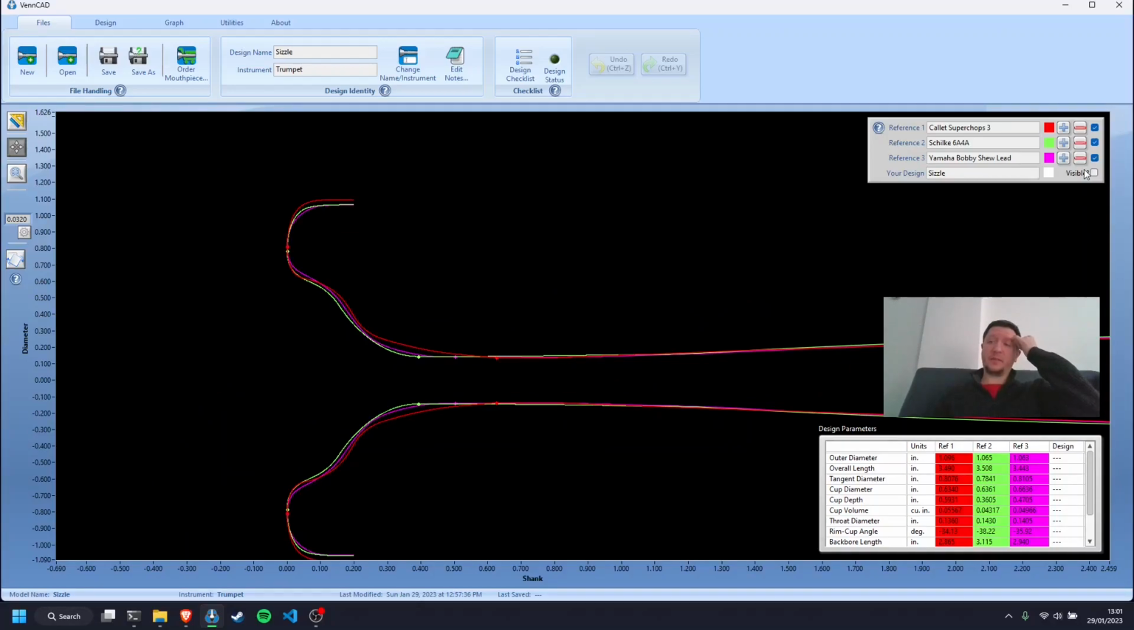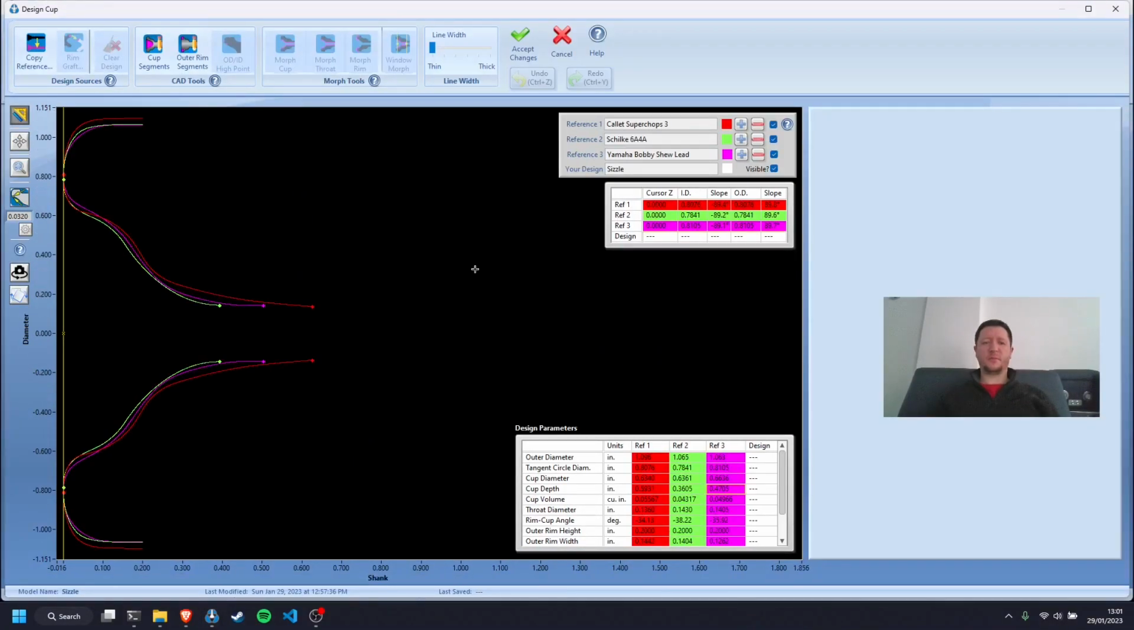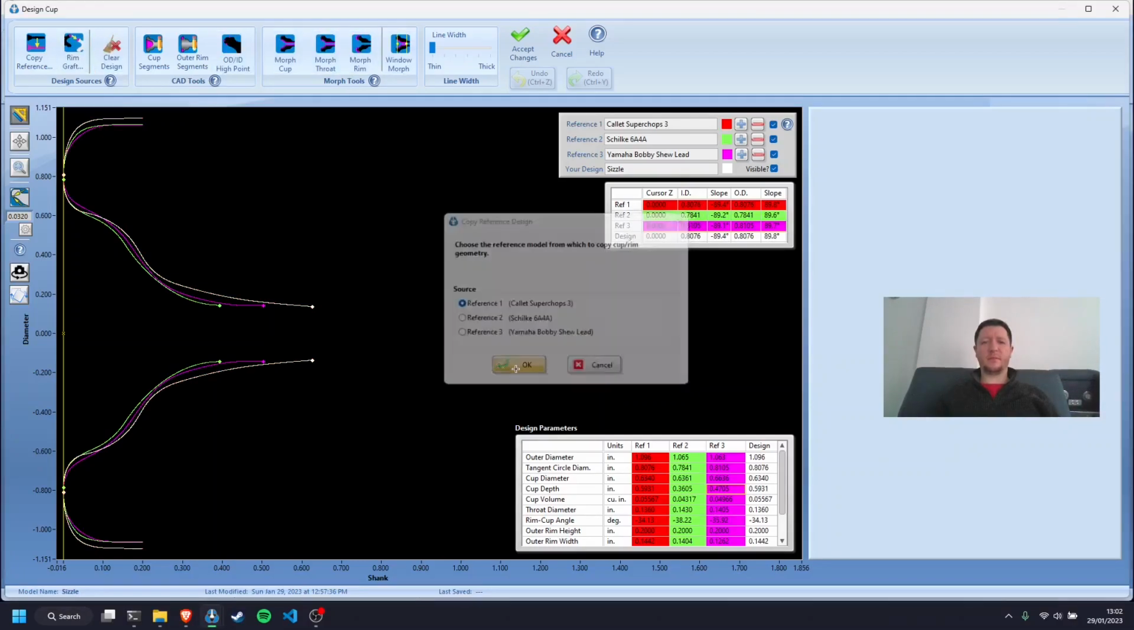Yeah, there we go. And then we're going to put our mouthpiece visible as well, but at the moment you can't see it. So here's what we do next. If we go into the design tab at the top here, you have to do this all in a certain order, but we're going to start off with the cup. So this screen looks very much like the last one, but we've got different controls up here. And all we're going to do is go to this button here. It says copy reference. Yes, we're starting with the rim, so I want the Callet rim, like this.